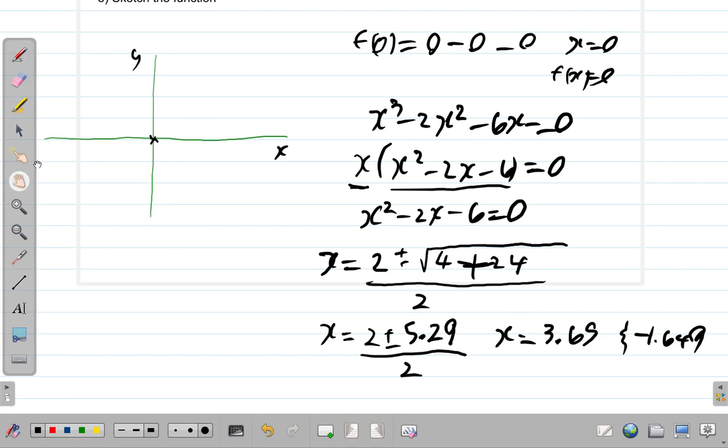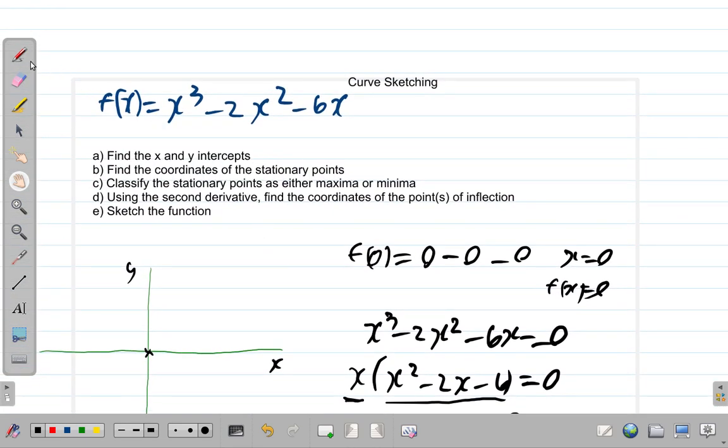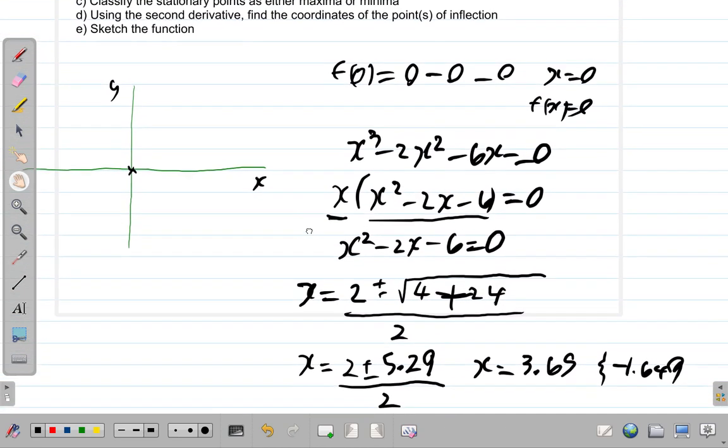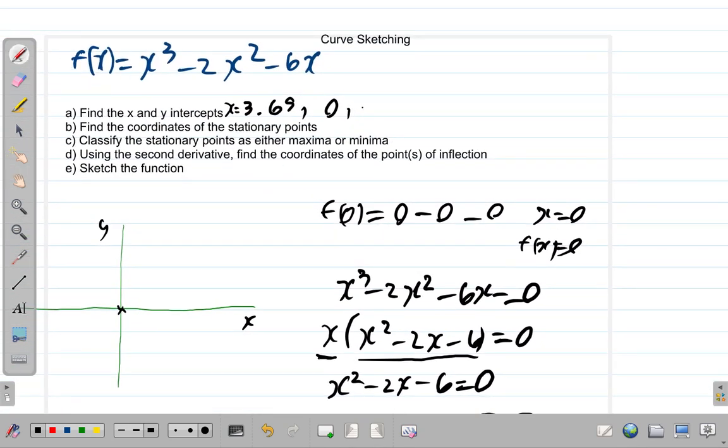So we have 3.65, so the x-intercept is x equals 3.65, 0, and what's the third one again? Negative 1.649. Okay, good. So those are the 3 points on the x-axis where the curve will intersect the x-axis. One of them is here, the 3 point something, 3.65, 0, and negative 1.649. All right, we're going to continue by looking at part B in the next video.